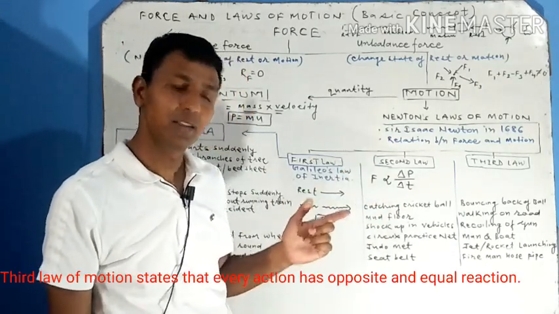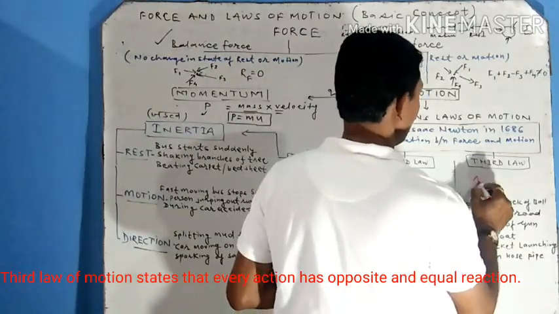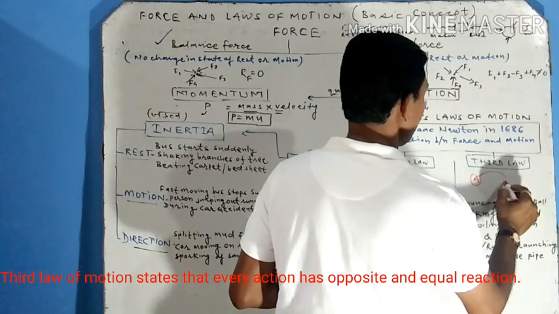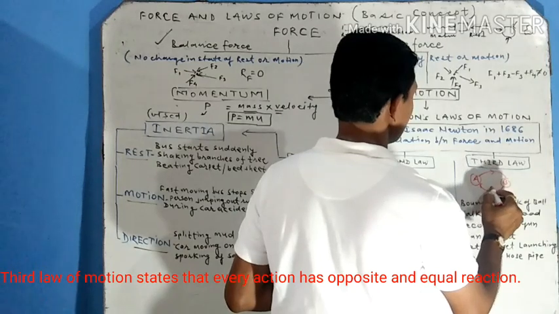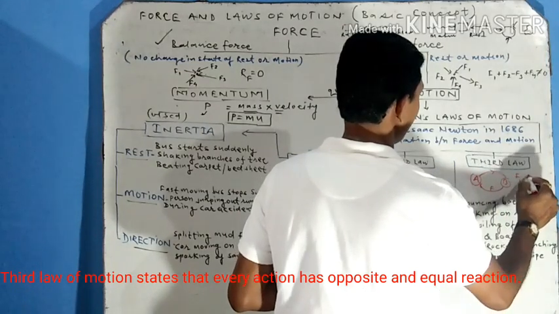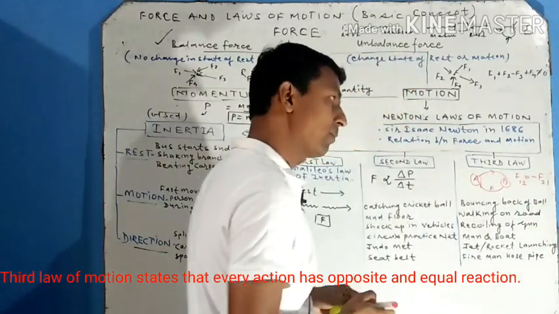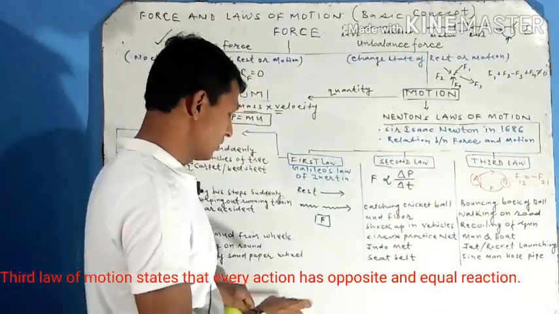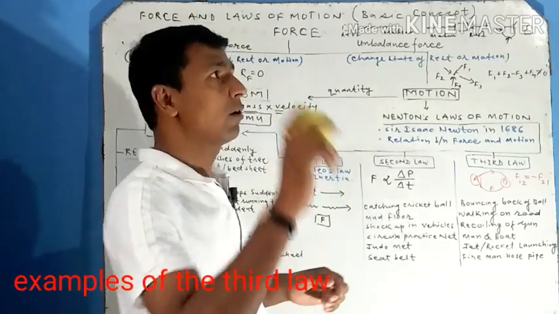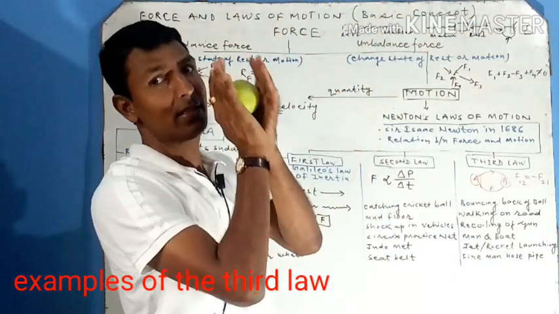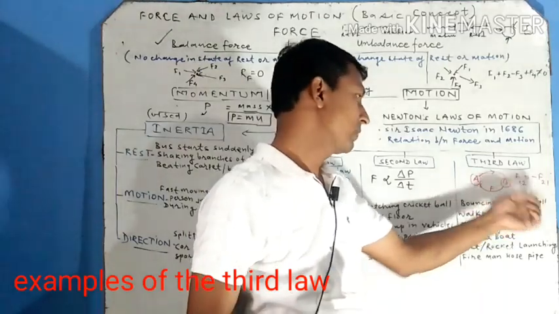And the third law is very simple: every action has an equal and opposite reaction. Agar koi body A hai, kisi dusri body B par koi force exert karti hai, to B bhi us par koi na koi force apply karegi. Means we can say F12 equals minus F21. The minus sign shows the opposite directions of the forces. So a very simple example: if I throw a ball on the wall, I find this thing. So this is the rebound, the bouncing back of the ball.